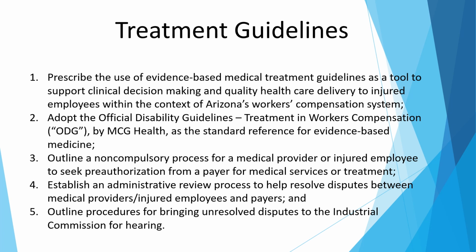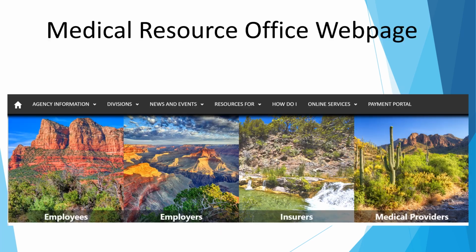So the last part of the treatment guidelines is to outline the procedures for bringing unresolved disputes to the Industrial Commission for hearing. And again, this is the final dispute phase, and realistically, if it gets to this point, it goes through the 1061J process, and again, I'll go into more detail.